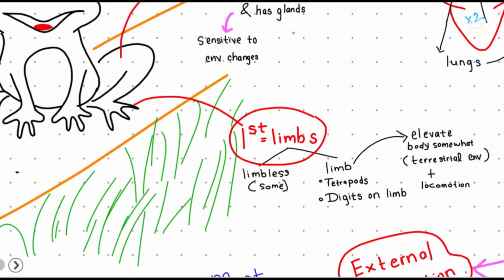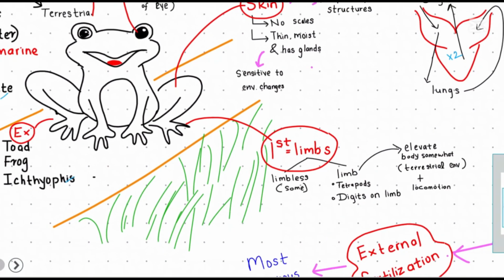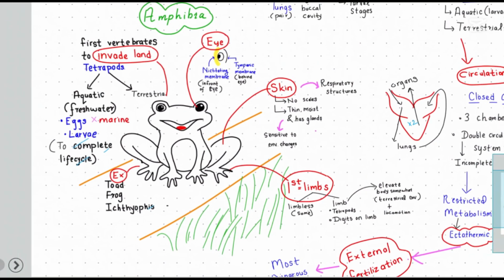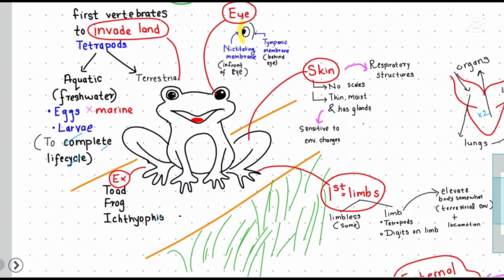And what is the purpose of these limbs? These limbs are used to elevate the body. You have seen the frogs can elevate their body to some extent from the ground, and also helping in locomotion is going to be the function of limbs. Now using this picture itself, you can remember several points. This is kind of like a mind map. Firstly, the examples, then invading the land, then the eyes, the skin, and finally the limbs.